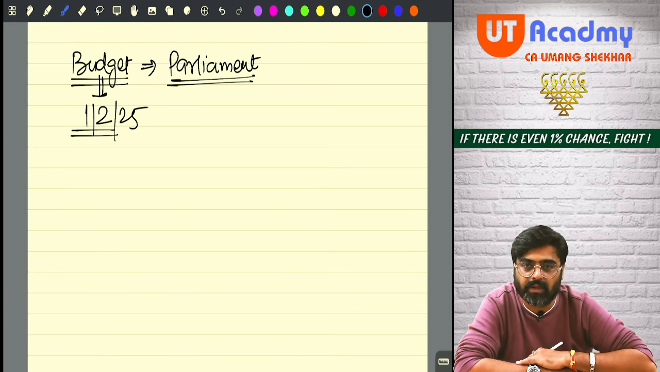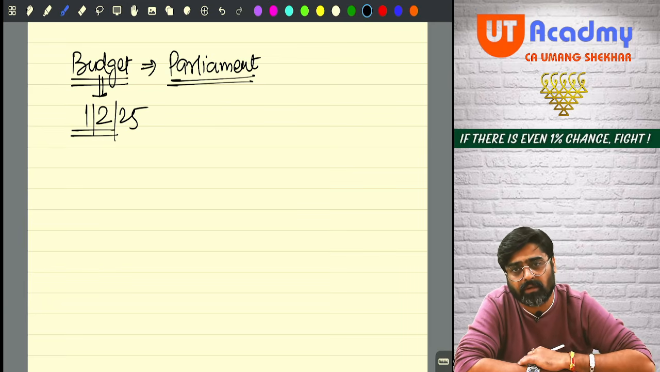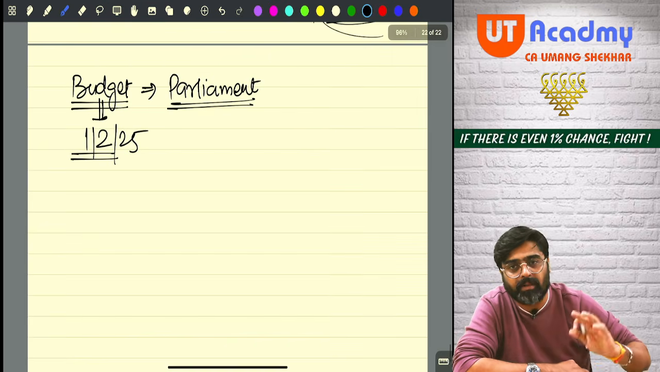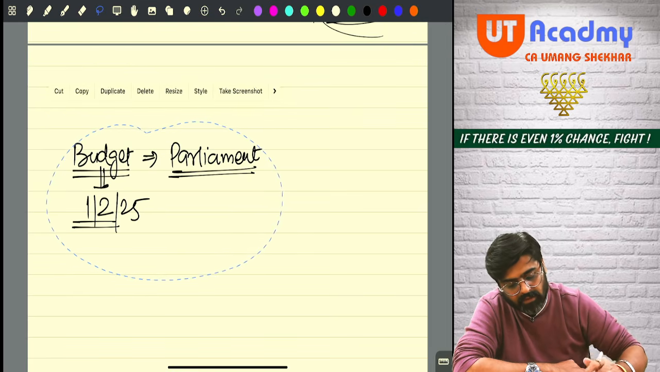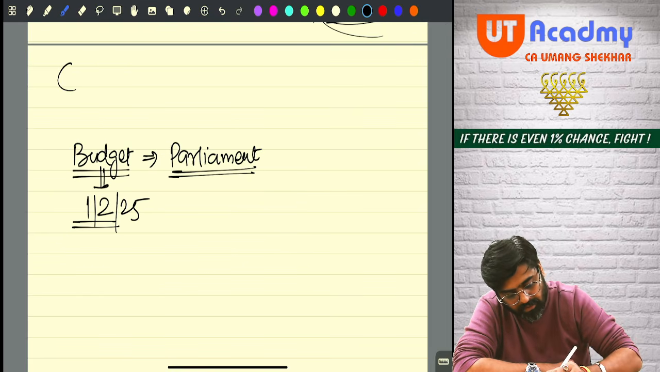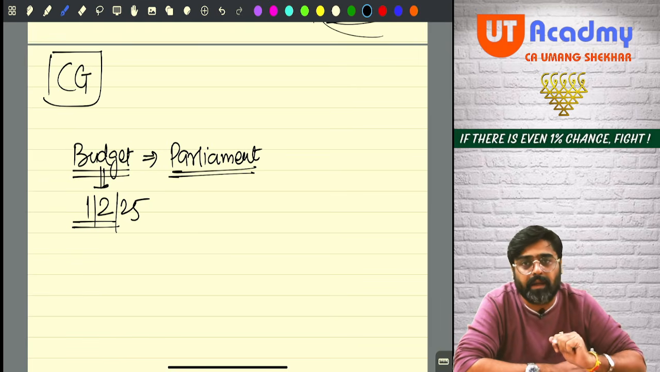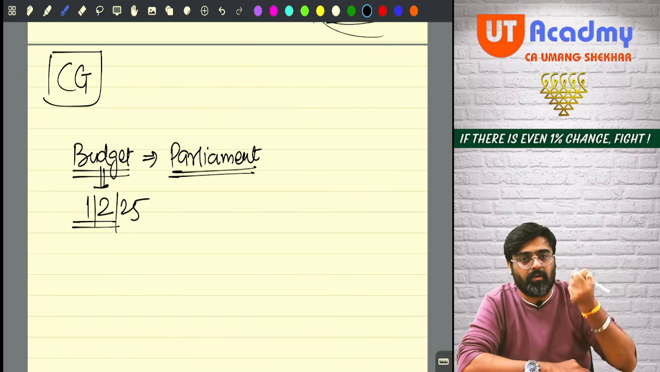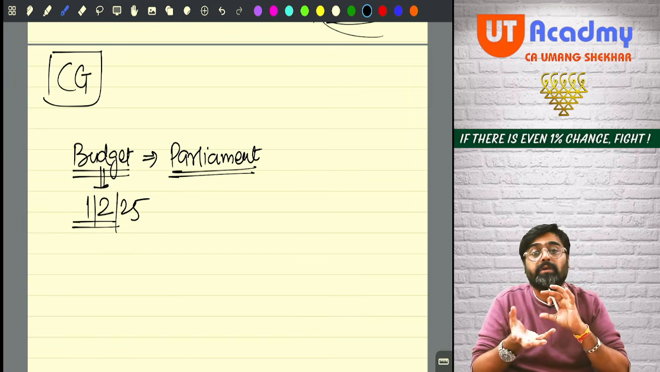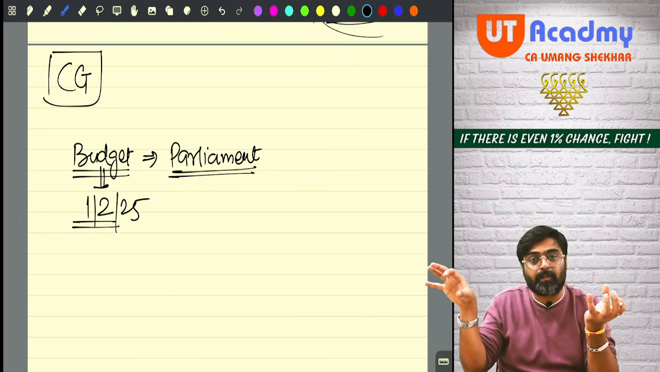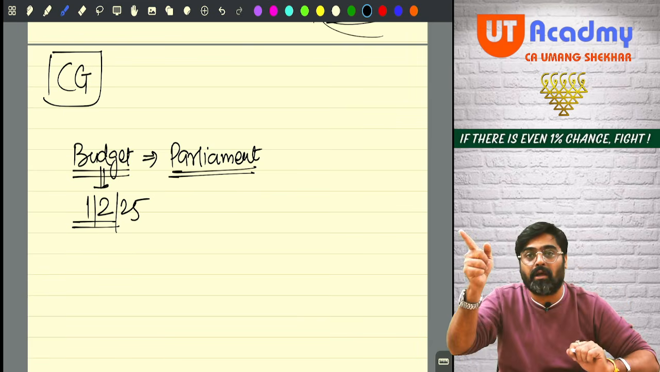Now what is this budget? Why budget, and why this budget in the parliament? Who presents the budget? See, the government is running the country. Which government? The Central government is running the country. So the central government will be earning the income and spending money. To take care of the revenue and expenditure of the central government, there is a separate ministry which takes care of this work.